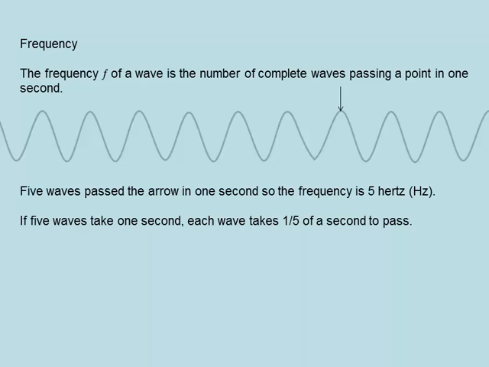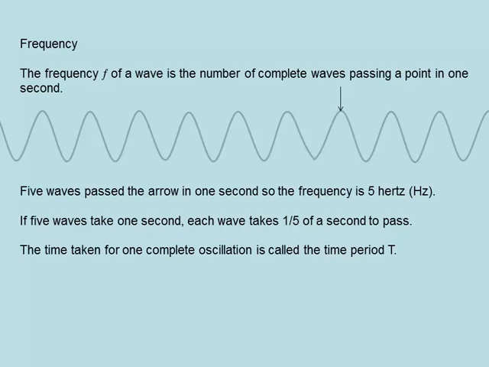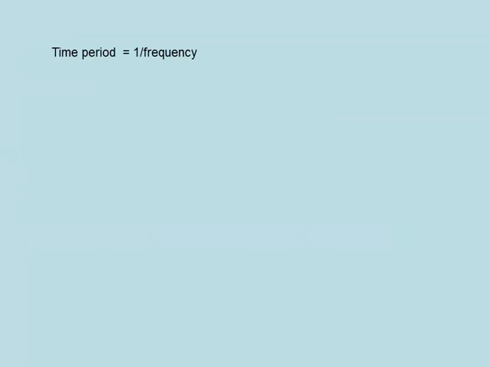If 5 waves take 1 second, each wave must have taken 1/5 of a second to pass. The time taken for one complete oscillation is called a time period, given the symbol capital T. Time period, then, is 1 over the frequency, or T is 1 over f.